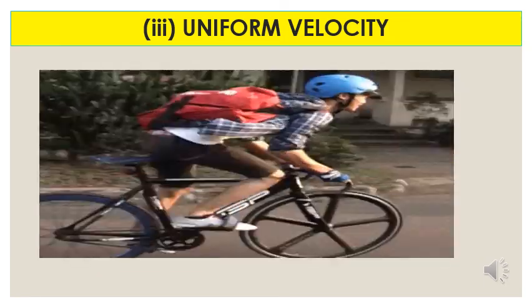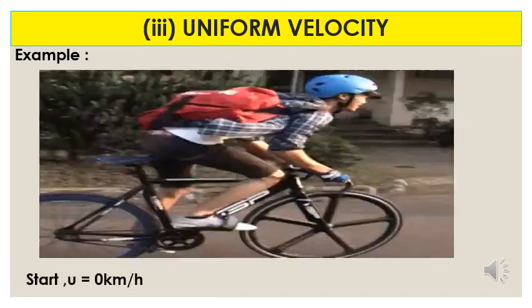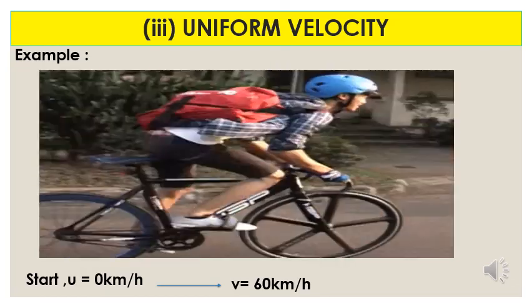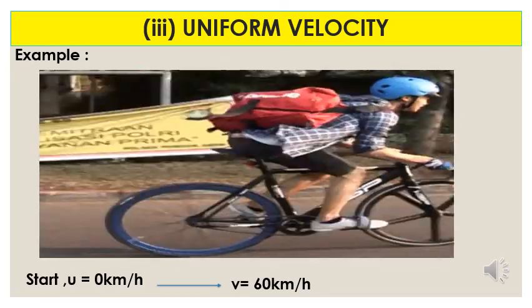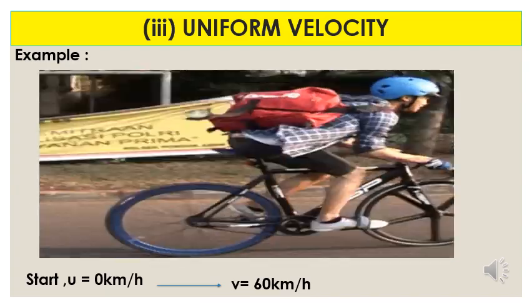For example, consider a bicycle starting from 0 km per hour and moving at a speed of 60 km per hour on a straight road. If it covers a distance of 1 kilometer in 1 minute, we say that the body is moving with a uniform velocity.